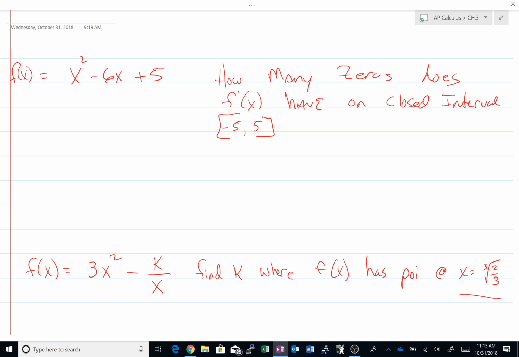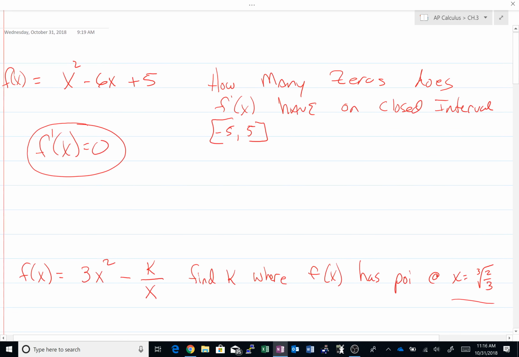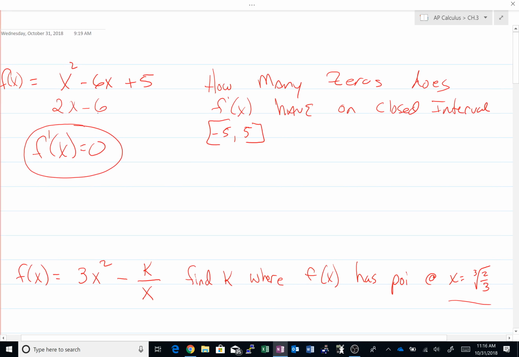Okay, now we're going to talk about all kinds of ways to look at this problem. So let's break down what I'm asking. Where f prime is equal to 0, what is that telling me? Potential extremes. We're looking for those possible max and mins. So first derivative, we can do it old school. We get 2x minus 6. Set it equal to 0. You get x equals 3. Has 1 zero, and that happens to be it.